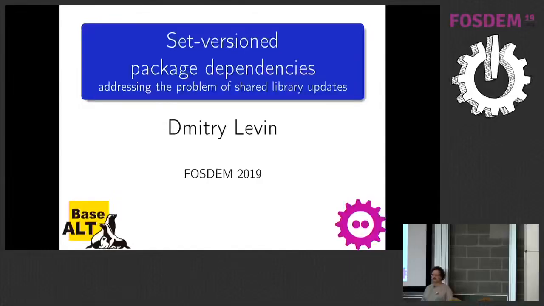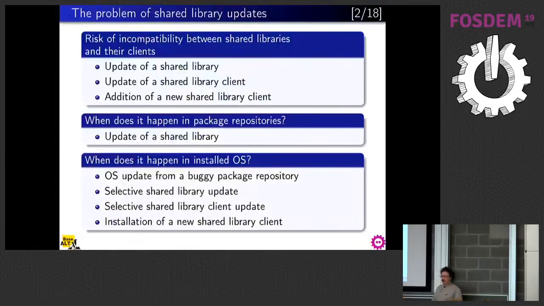So I'm Dmitry Levin, and today I'll be talking about set version package dependencies. This is a thing we implemented in our repositories and distributions in 2010 to address the problem of shared library updates. So what's the problem?